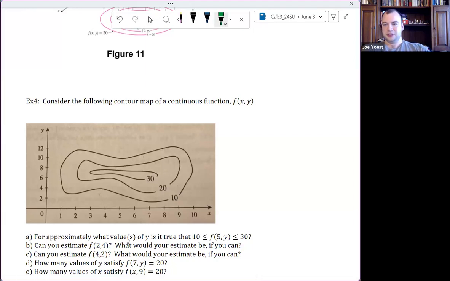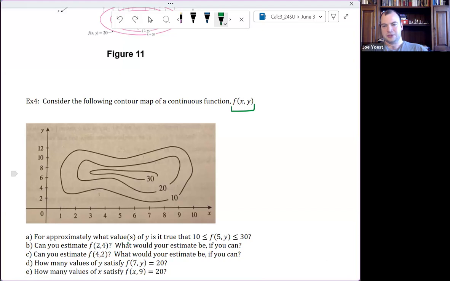So what is this representing? It's representing a function f of x, y. So this xy plane that we're looking at here is the domain space. These are the inputs, like we might have an input of 1, 2, or of 5, 4.